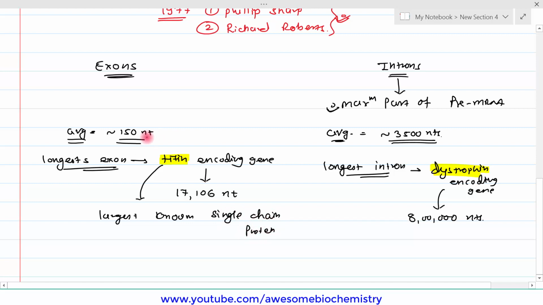It is found in the muscle. Dystrophin is also found in the muscle, but its gene is the largest known gene. Protein is still shorter than titin, but dystrophin's gene is the largest known gene, whereas titin's gene is shorter, but it's the largest known single chain protein.